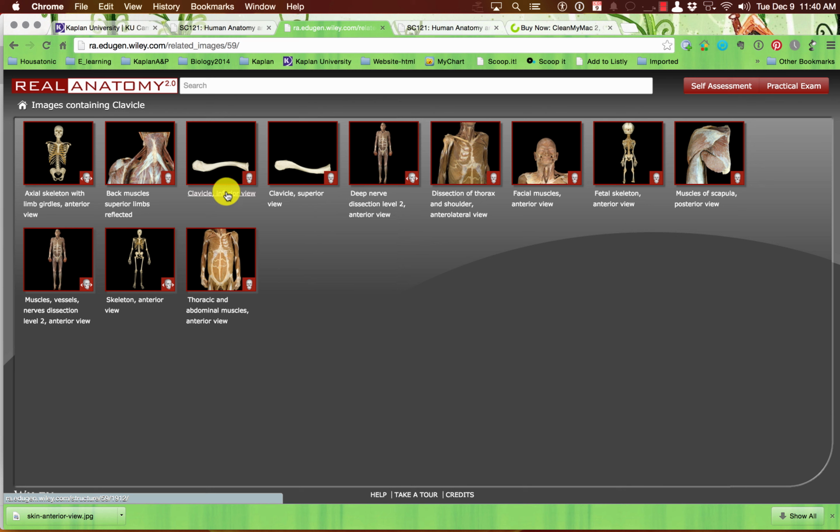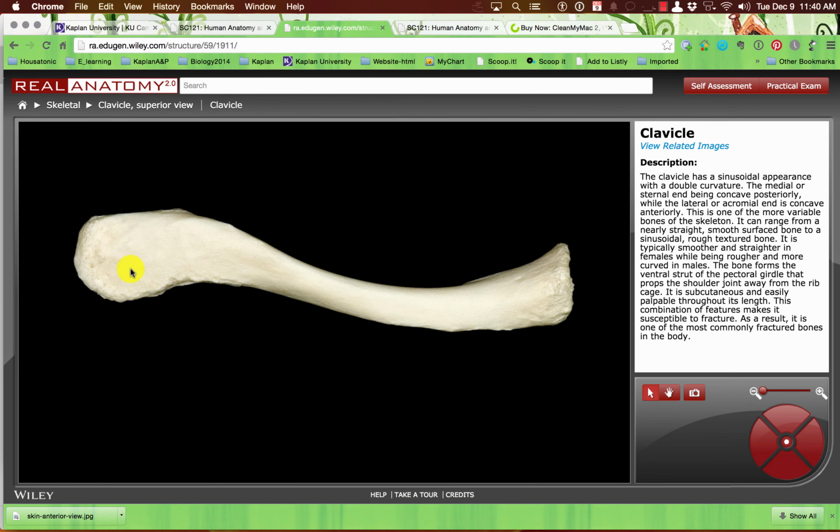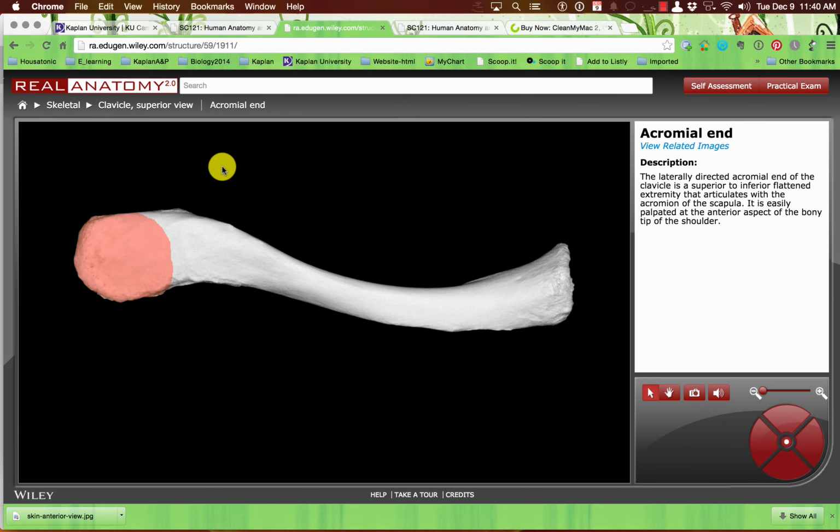Inferior view, I'm looking from the bottom. Superior, I'm looking from the top. Let's look at it from the top. So this is all the top. Acromial end. What's the acromion process? Look over here. Laterally directed acromial end of the clavicle is superior to inferior flattened extremity that articulates with the acromion of the scapula.